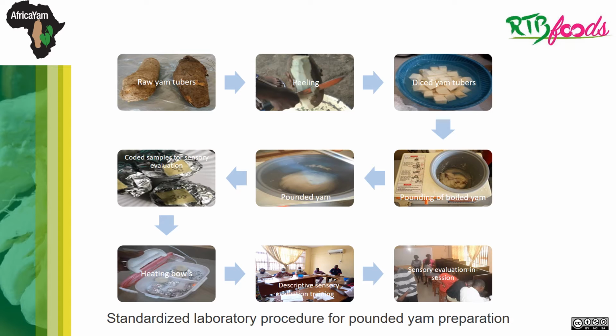So when we finish pounding in the yam pounder, we quickly pack it in foil in samples, in sizes that are easy for the panelists to evaluate. Then we maintain the temperature by putting them in what we call eating bowls really, because it's electrically operated. We just connect it to electricity in order to maintain the temperature.